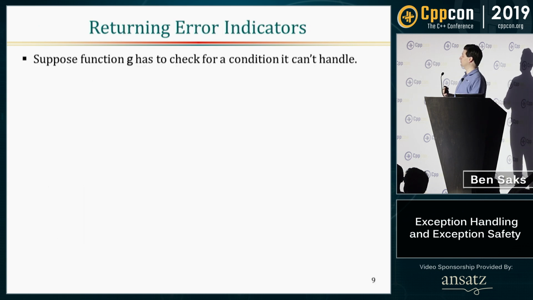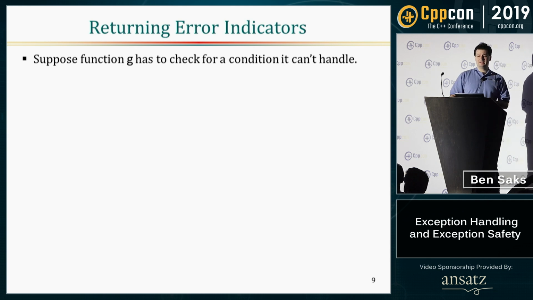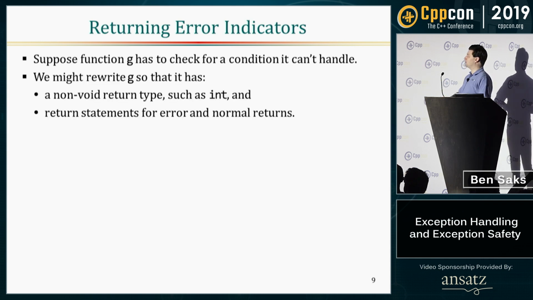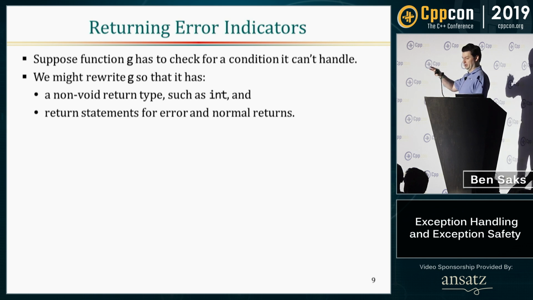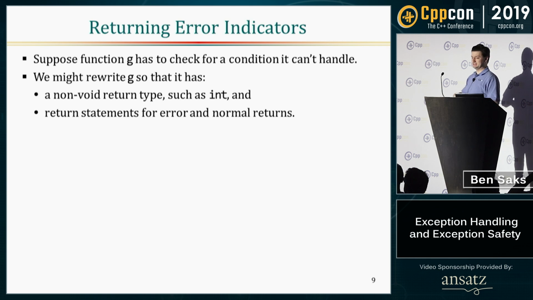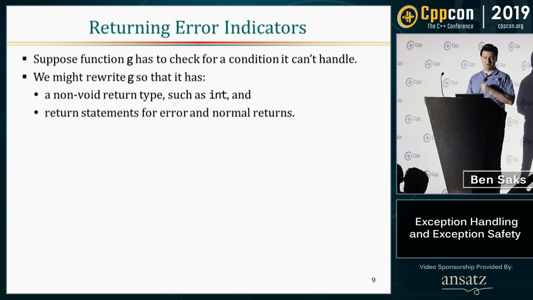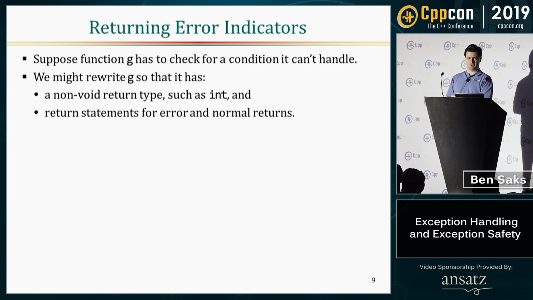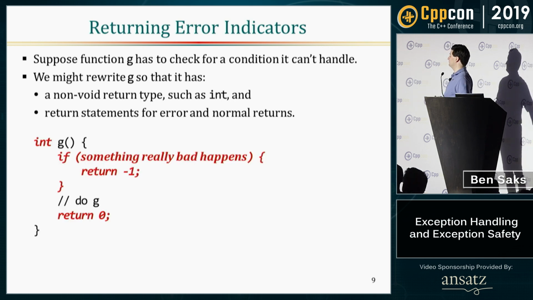But of course, in the real world, errors do occur. So let's say that g can encounter some sort of failure that it can't immediately handle itself. In that case, we probably need to change g, assuming we don't have exception handling for the moment. We would need to change g so that it had some sort of non-void return type like an int, and then we could use separate return statements for returning error conditions or normal return values to indicate success. So the function might look something like this.